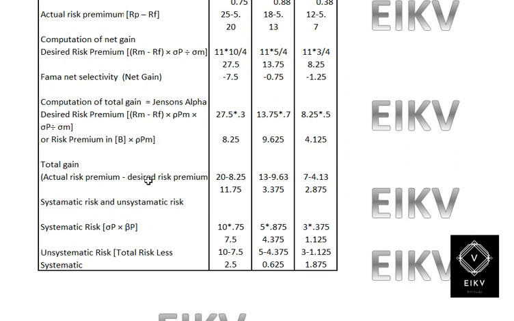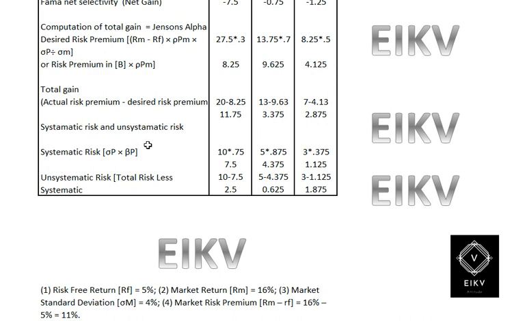The total gain would be actual risk premium minus desired risk premium. For the first one, that is 20 minus 8.25, answer 11.75, and 13 minus 9.63, answer 3.375, and 7 minus 4.13 which gives 2.875. Now the computation of systematic risk.